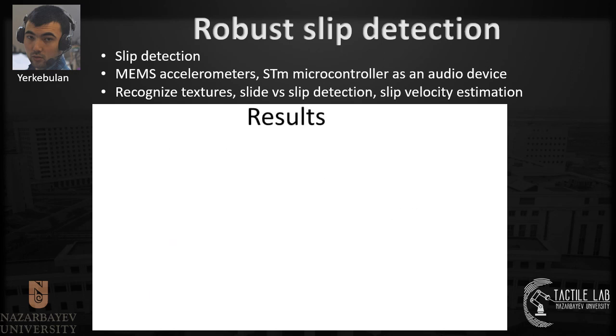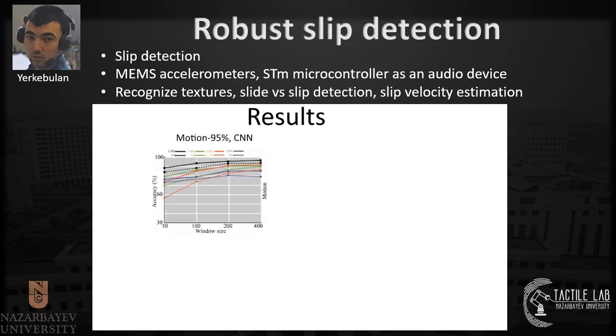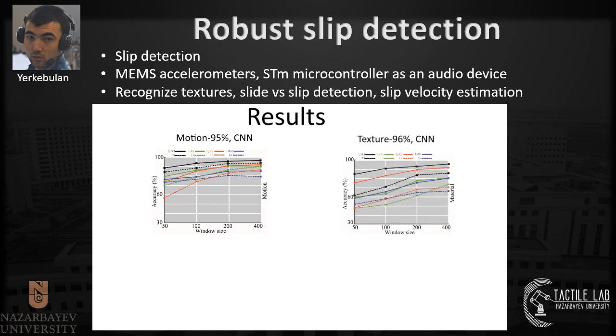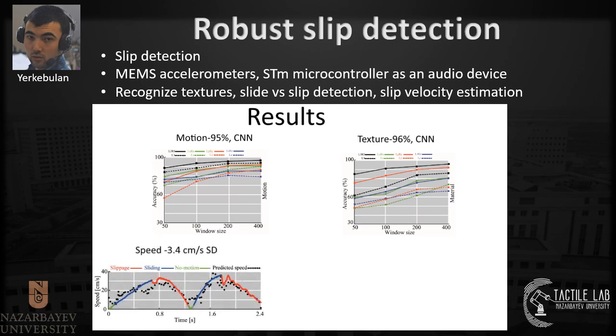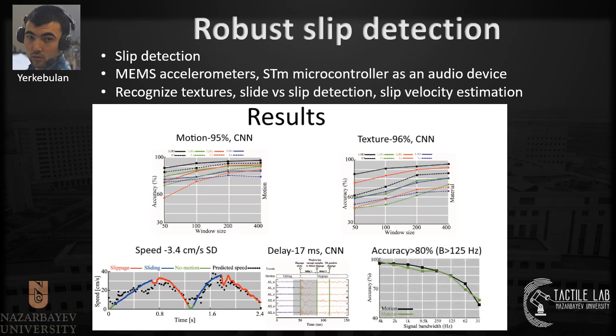Finally, we trained the model successfully and obtained 95% accuracy for the motion detection task. For texture detection, the highest accuracy was 96%. We obtained a 3.4 cm per second standard deviation for the speed detection. We also computed the delay in detecting slippage. It was equal to 17 milliseconds for the CNN model. In addition, bandwidth higher than 125 Hz is suitable to achieve more than 80% accuracy in the motion detection task.